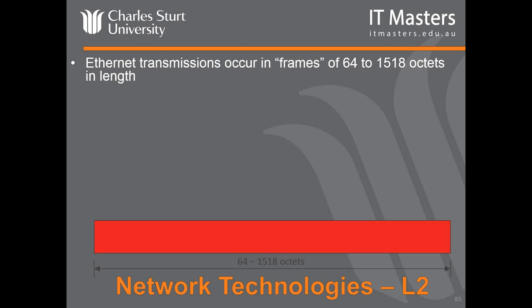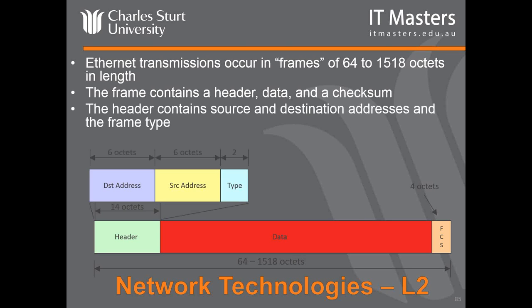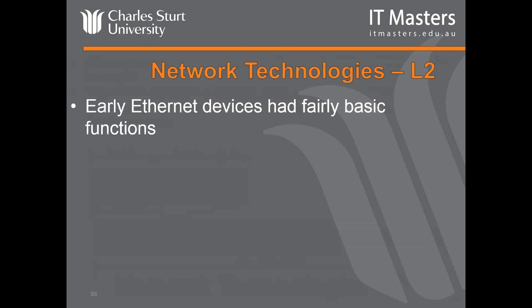So, frames. First of all, we have between 64 and 1518 octets length. Octets being 8 bits. Frame has a header. That's our 14 octet bit. Now, four octets at the end for our check. And data in the middle. Our 14 octets are our 6 octets, which is 48 bits, which is our MAC address. So we need our destination and our source and a little bit for type, although we can lie about type.